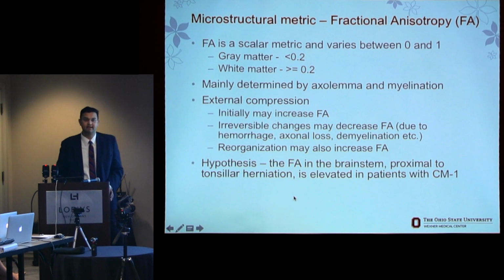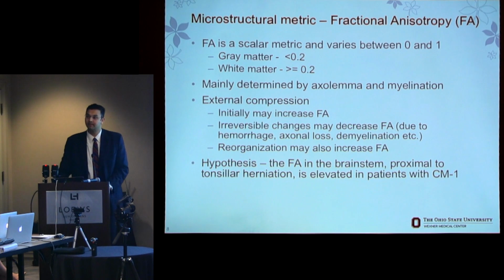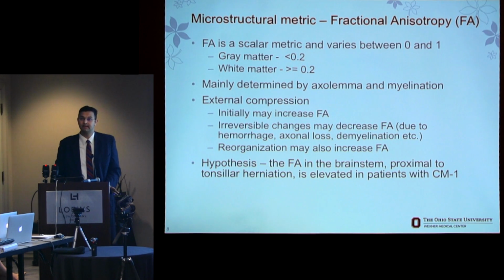Overall, though, FA is a scalar metric. It varies between 0 and 1. So if you put a voxel in the CSF in the ventricle, the FA will be 0. And if you go towards a predominantly gray matter voxel, then it's typically less than 0.2. For voxels with white matter and high density of white matter pathways, it's more than 0.2, more towards 0.4 or so. And the in vivo work demonstrated that it's mainly determined by the axolemma and the myelination in white matter tracts in the brain.